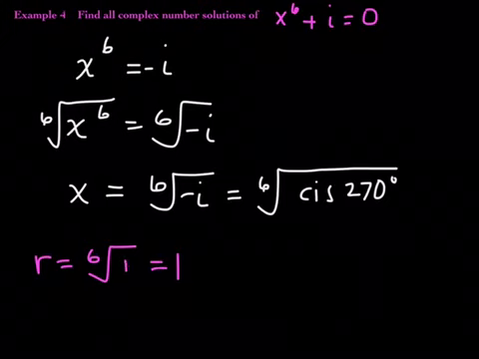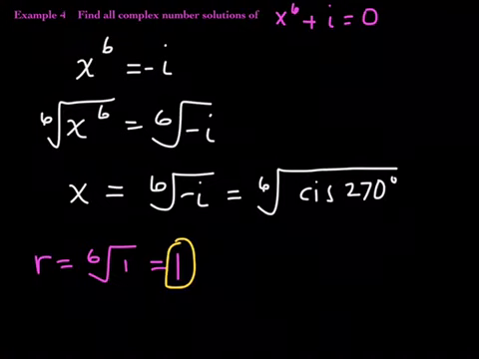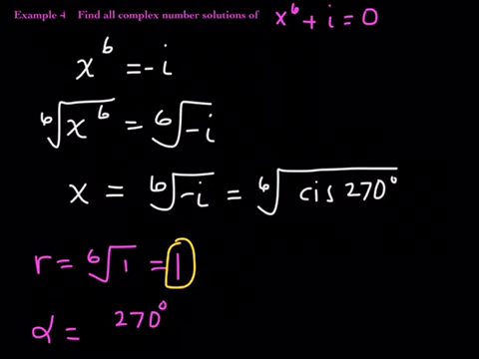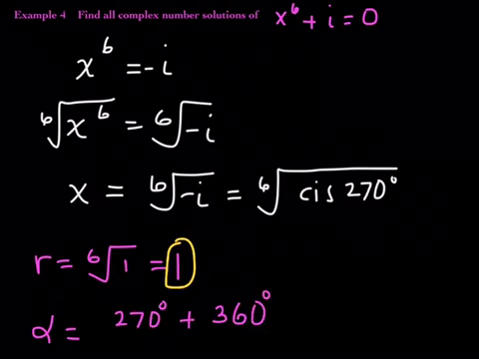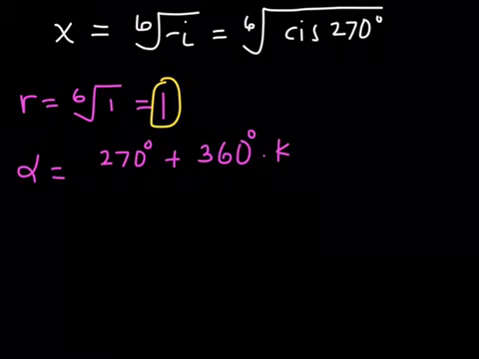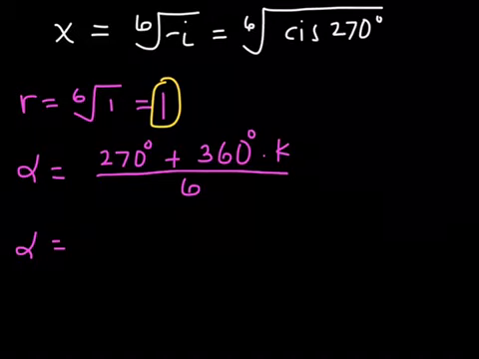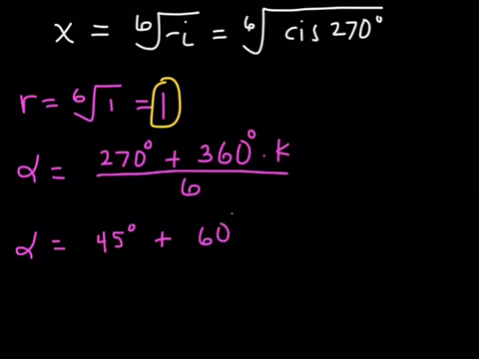So 1 is the absolute value or the modulus of your sixth roots. Now, what about your alphas? Your alphas will be equal to 270 degrees plus 360 degrees times k, all divided by, in this case, what are we dividing by? You're right, 6, because we're finding sixth roots. If you simplify this before you let k run through some values, you'll find that 6 goes into 270 degrees 45 times, so it's 45 degrees plus 60 degrees times k.